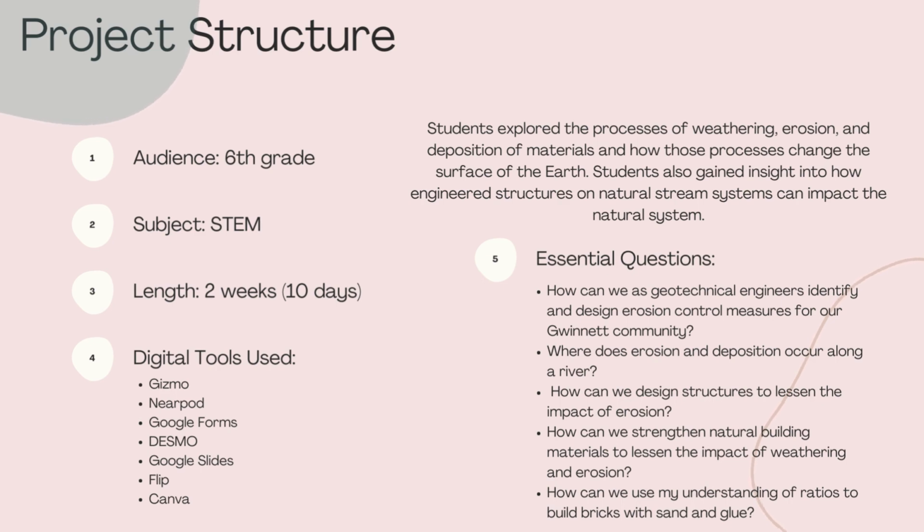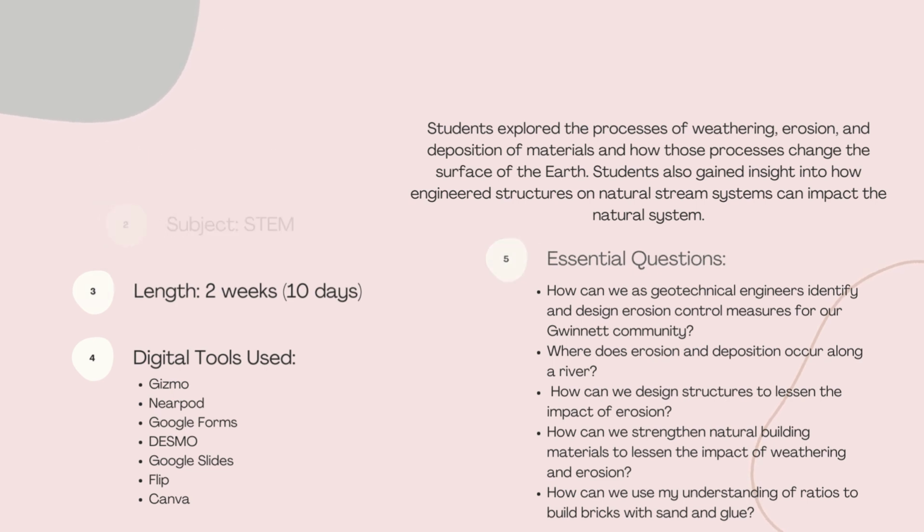How can we, as geotechnical engineers, identify and design erosion control measures for our Gwinnett community? Where does erosion and deposition occur along a river? How can we design structures to lessen the impact of erosion? How can we strengthen natural building materials to lessen the impact of weathering and erosion? And lastly, how can we use our understanding of ratios to build bricks with sand and glue?